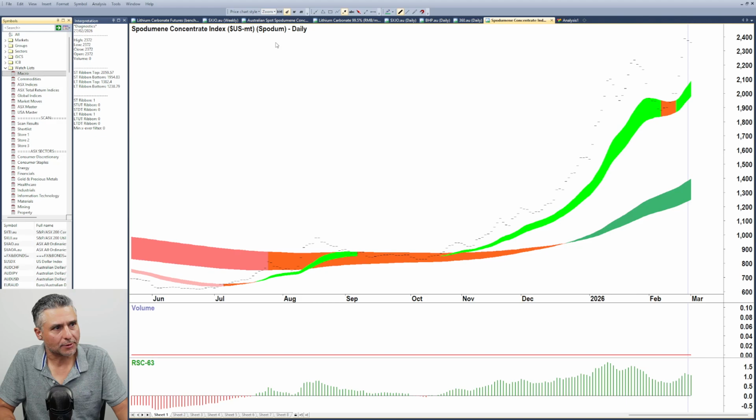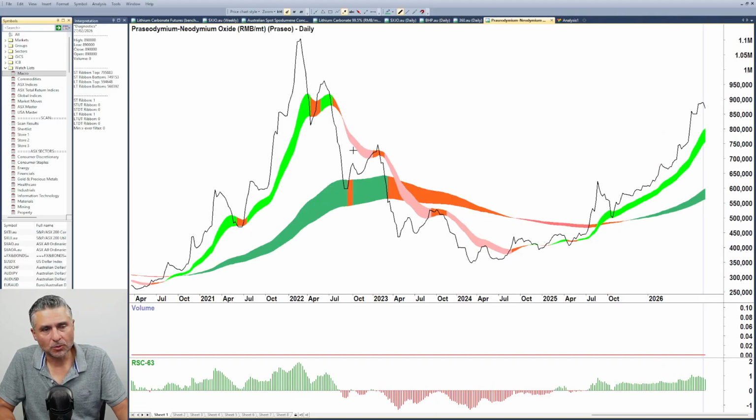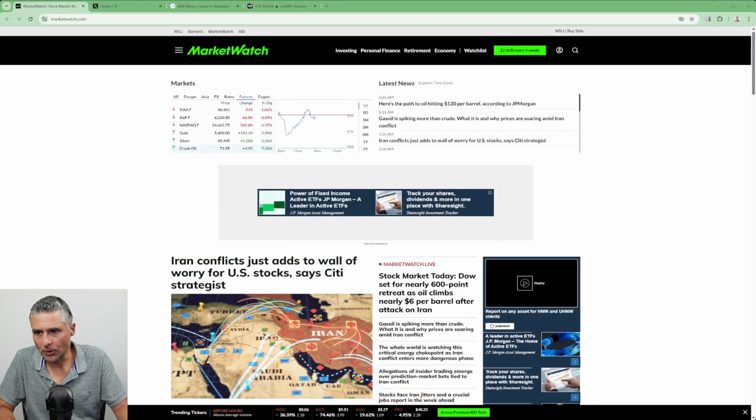Looking at spodumene, Australian spodumene concentrate, then we're seeing still a very, very strong trend there. So that's encouraging. And always worth looking at NdPr, the rare earths. They're still in a pretty decent trend. I know it's down a little bit today. Let's head over to the TradingView screen and we'll finish our whip around the grounds.